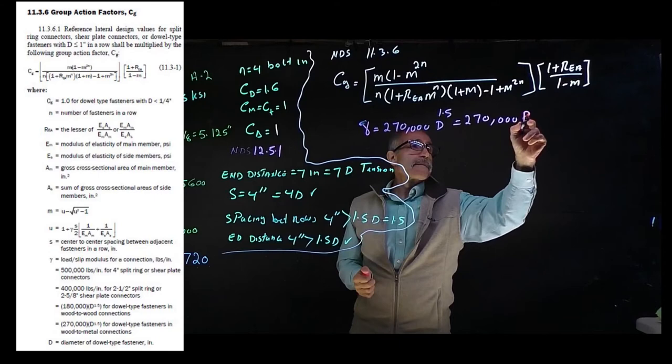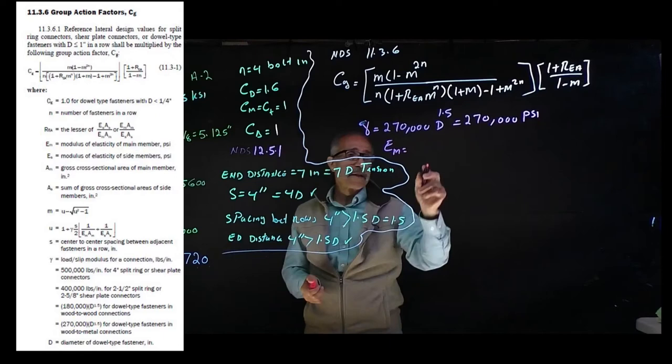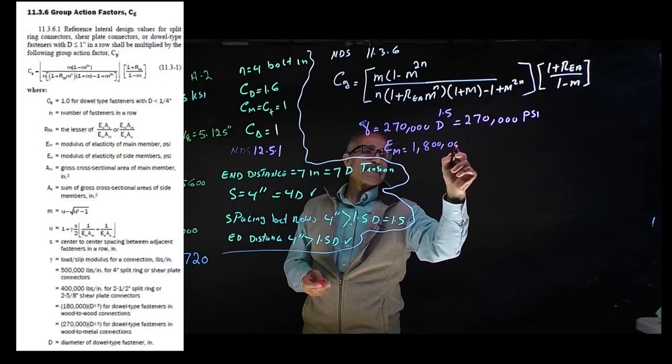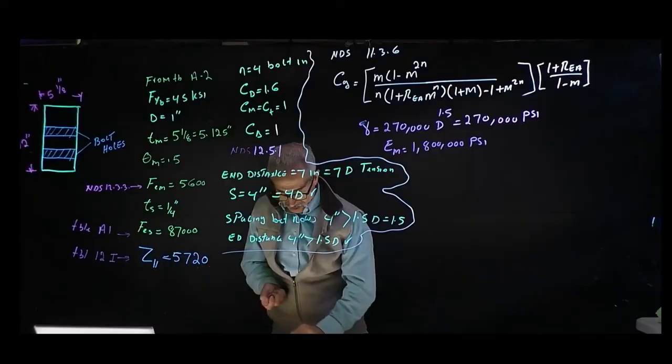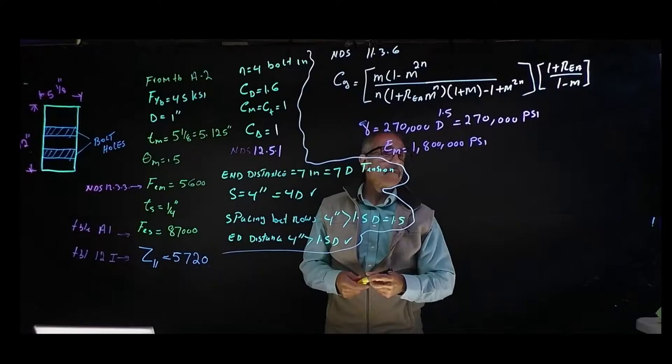The next thing we want to calculate is the Em, the modulus of elasticity of the main member. That's basically 1,800,000 PSI from table 5A, NDS 5A.